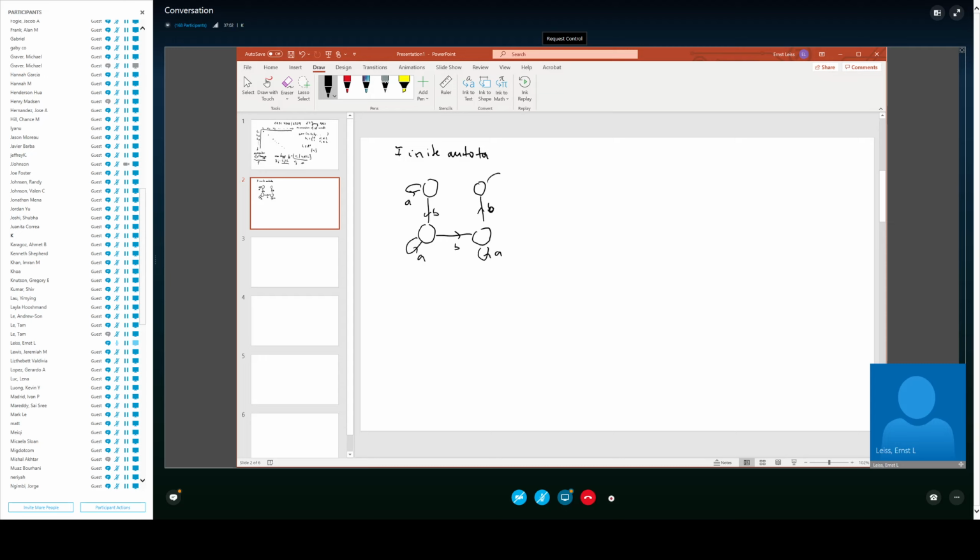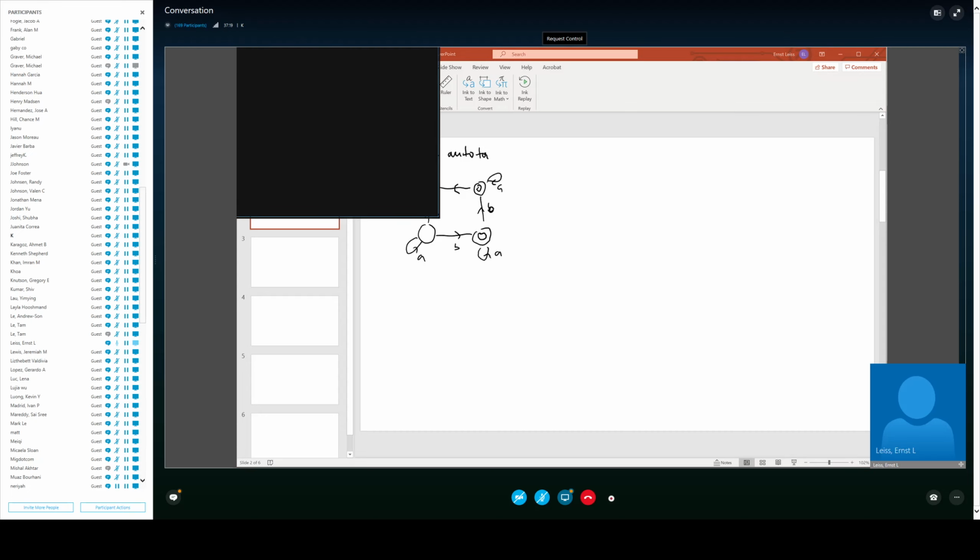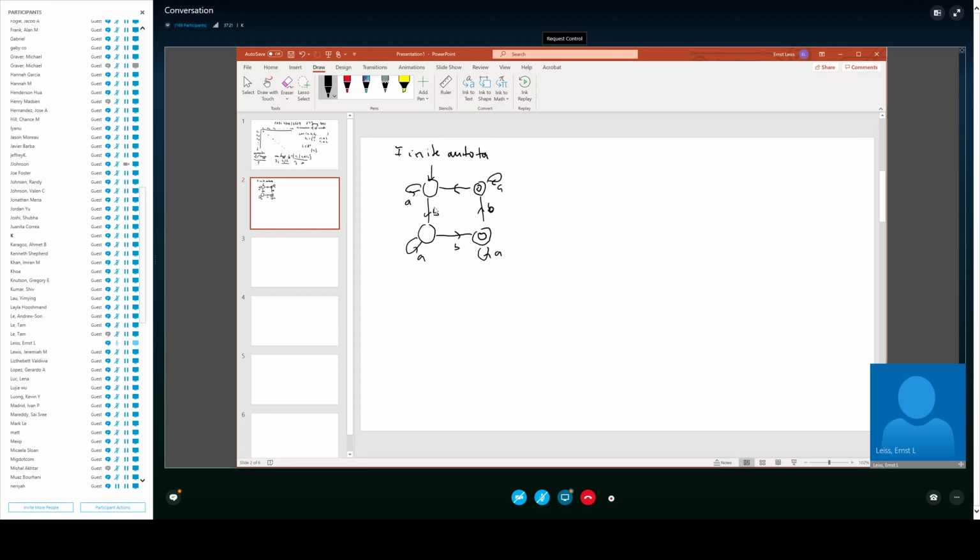B, A, B. So now we have, what do we have? We have basically a graph that consists of 4 nodes, and there are edges between the nodes.